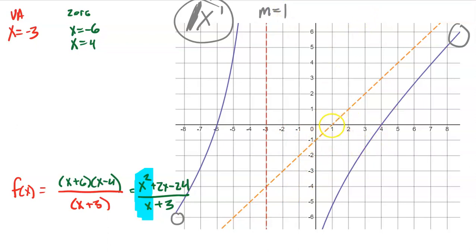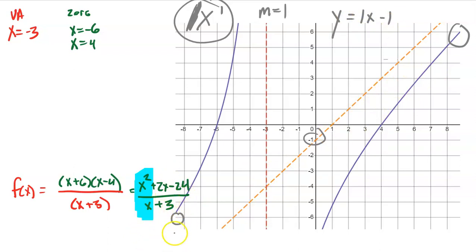So if I start at any point, I go up 1 over 1, up 1 over 1, up 1, right 1. But I do see that the y-intercept is -1. So my slant asymptote is going to be 1x minus 1. That is the equation there.